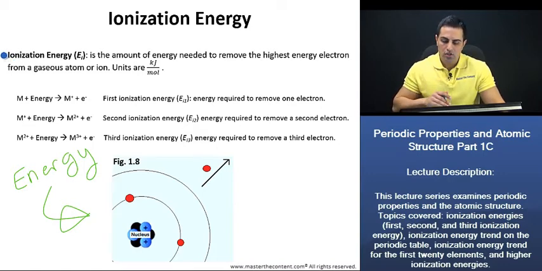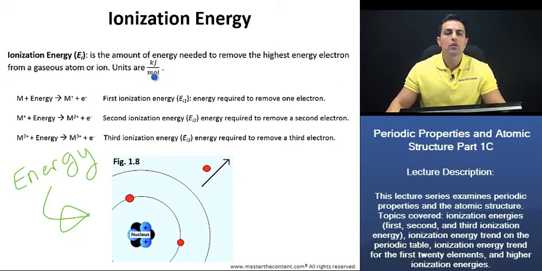So let's go ahead now and read our definition. The ionization energy is the amount of energy needed to remove the highest energy electron from a gaseous atom or ion, and the units for ionization energy are kilojoules per mole, as we see here. Now, more than one electron can be removed from an atom, and it will take place sequentially. If we take a look over here, we see that there's an initial amount of energy that was required, and then we're left with a monovalent positive ion, as we see here.